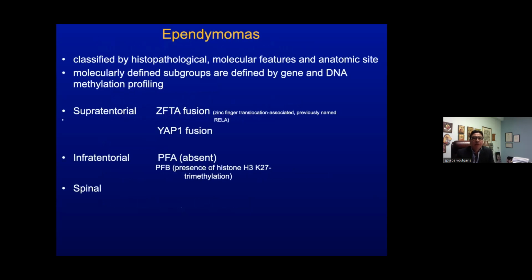Classifying by histopathology, we have the new classifier for the ependymomas. They are classified by histopathological, molecular features and anatomic site. Molecularly defined subgroups are defined by gene and DNA methylation profiling. We have three different categories, like I mentioned: supratentorial, ZFTA fusion, and YAP1 fusion. We have the other category for infratentorial ependymomas, PFA and PFB, absence of histone H3 K27 trimethylation, which is more aggressive. And we have the spinal ependymomas.